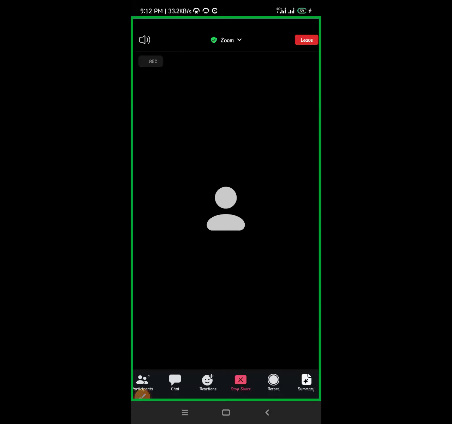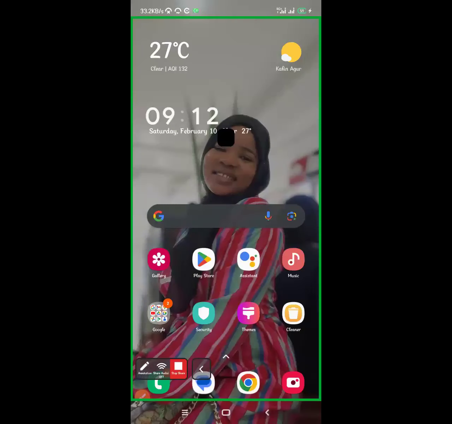Let me rotate it. Share screen. Oh, it's slowing down. Sorry, please. The workload on the phone is too much. That's why. Now you can see it now.